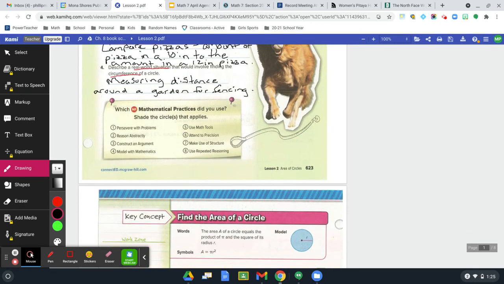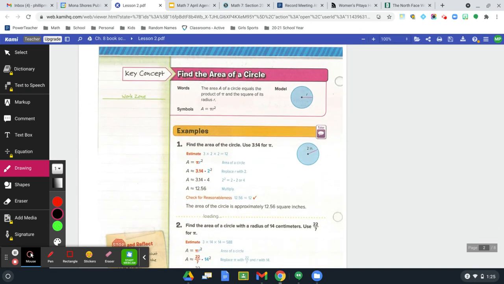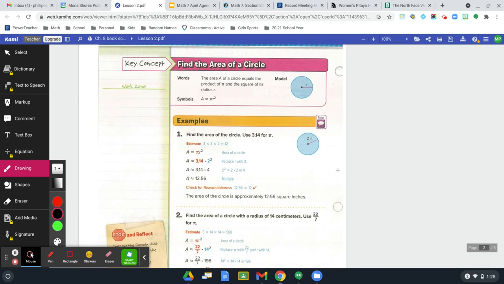So I'm going to scroll to 624. And now we're going to talk about finding the area of a circle. So we're going to look at this formula here. At the very top, it says the area A of a circle equals the product of pi and the square of its radius. So here's our formula: area equals pi r squared.